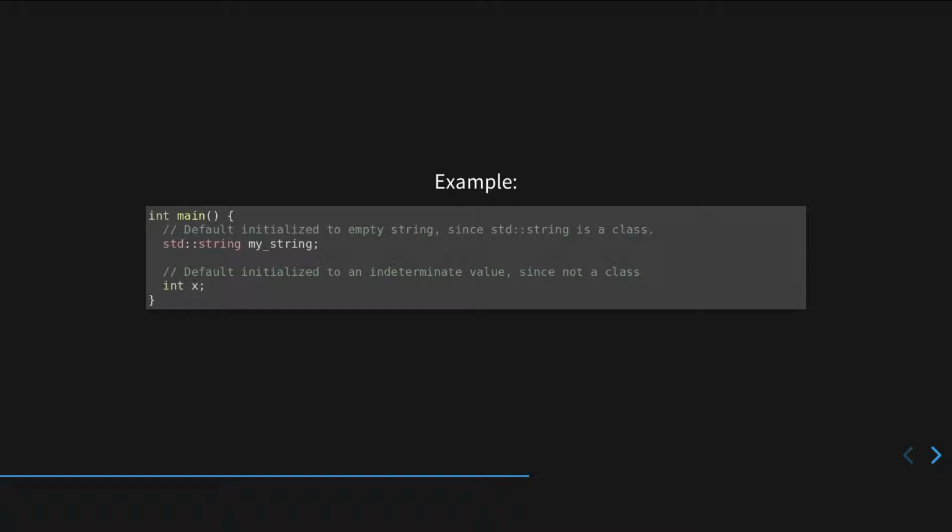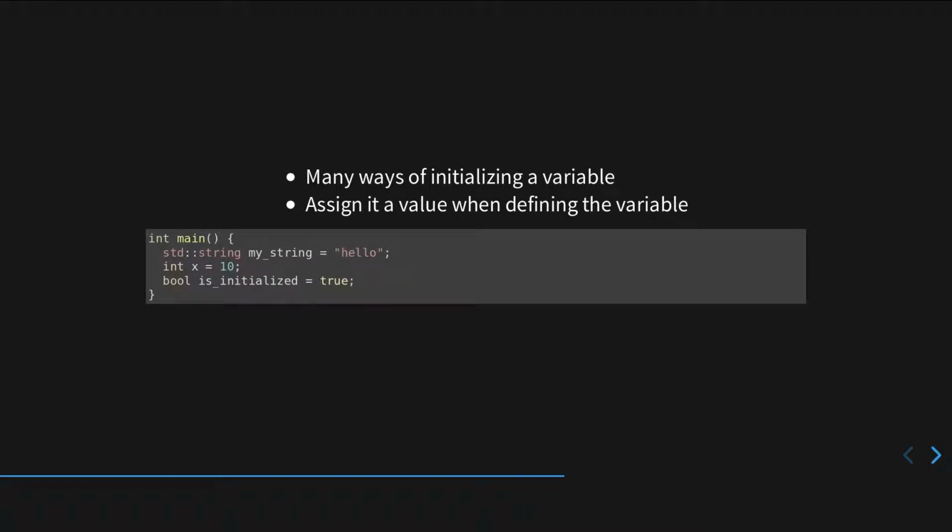Because std::string is a class, this is default initialized. At the bottom, we have int x. Because int is not a class, this has an indeterminate value. How do you initialize a variable? There are many ways of initializing a variable, but for now, we will assign a value when defining the variable. For example, std::string myString = "hello". int x = 10. bool isInitialized = true.